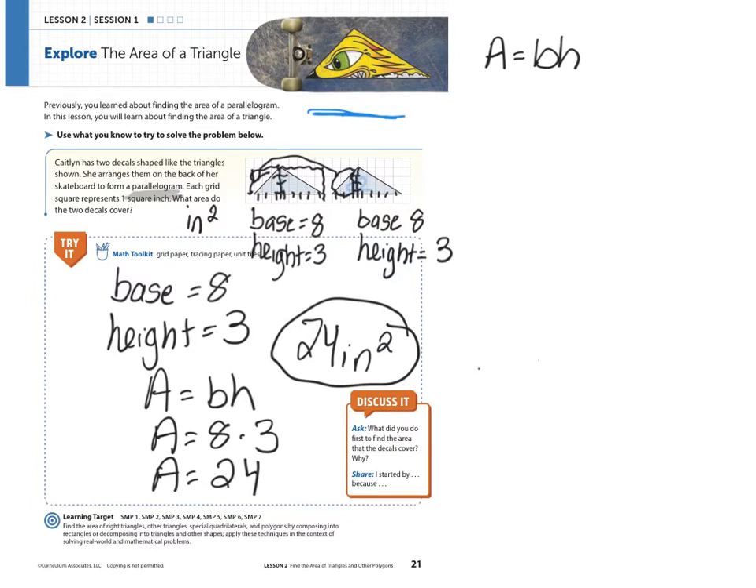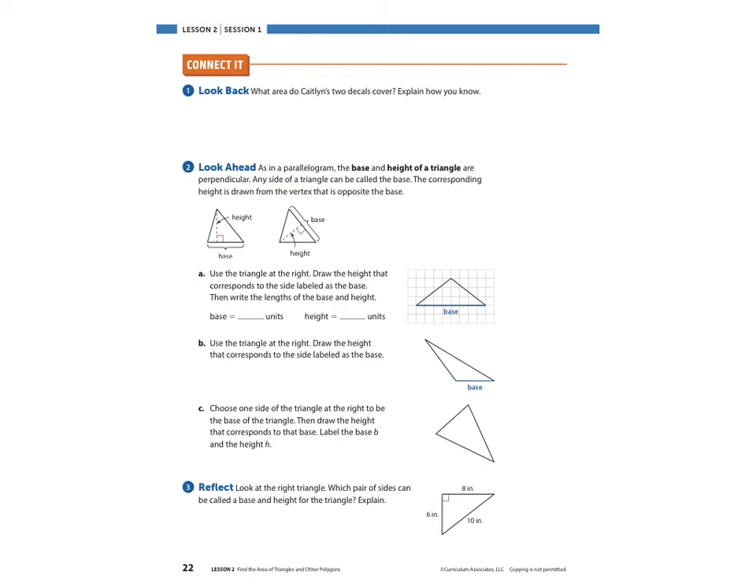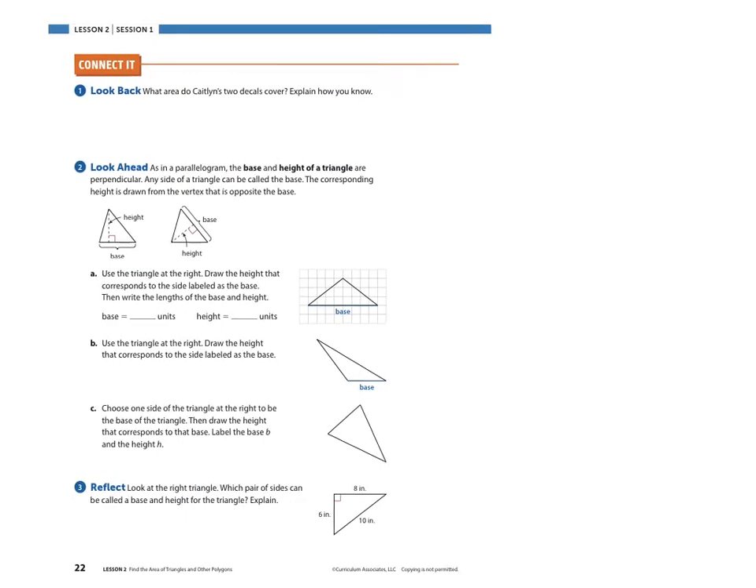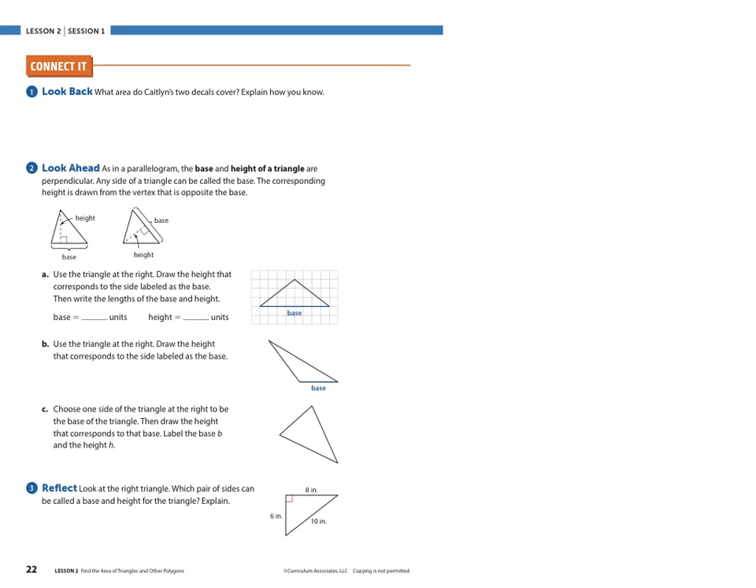On our first page, we know that the base was 8, the height is 3. We know that the two triangles form a parallelogram, and that's how we got our 24. Over to page 22. Okay, this page is taking what we just did and putting it into words. So that way we have a good foundation and we have a good understanding of what we did.